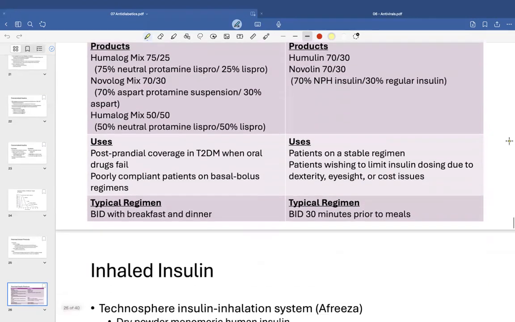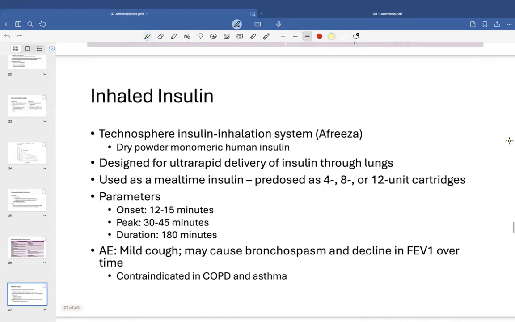And then we have the inhaled insulin, Afrezza. To be honest, I haven't seen this thing kind of take off, but it's out there. It's a dry powder product, which basically uses pulmonary delivery, and it's basically a mealtime insulin that when inhaled will give you a very rapid onset of action, faster than what you would get with subcutaneous delivery.